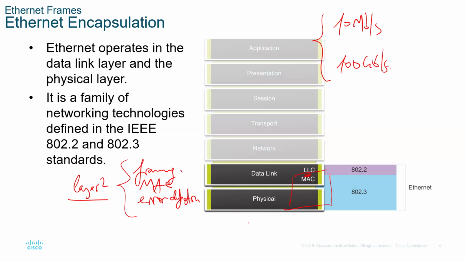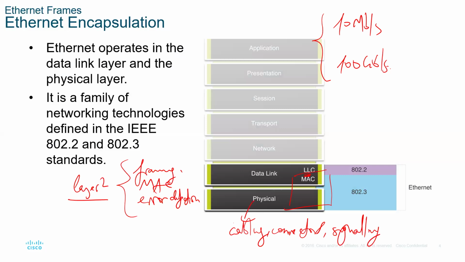Then since it extends to the physical layer, what does Ethernet do with the physical layer? In the physical layer, Ethernet defines the physical characteristics of the network. At this layer, we have the cabling. What type of cabling are we going to have? What type of connectors are we going to be using? And lastly, what are the signaling methods that we are going to have?